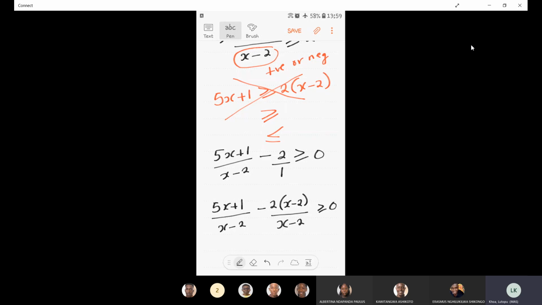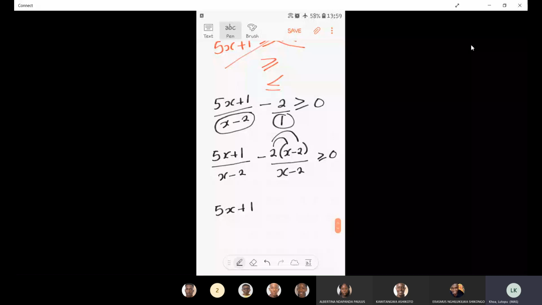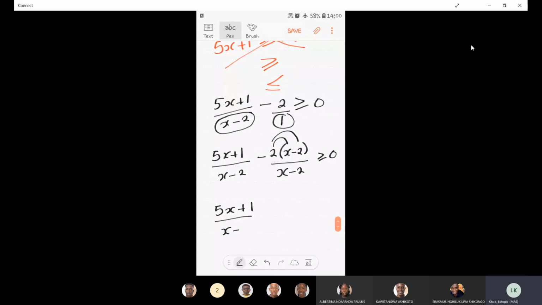So you know how to make the denominators the same. You look for the lowest common multiple of the two denominators. So it's x minus 2 and 1, right? Then this 2, you will multiply the brackets out like that. So you'll have (5x + 1)/(x - 2). Then this 2 here is negative.